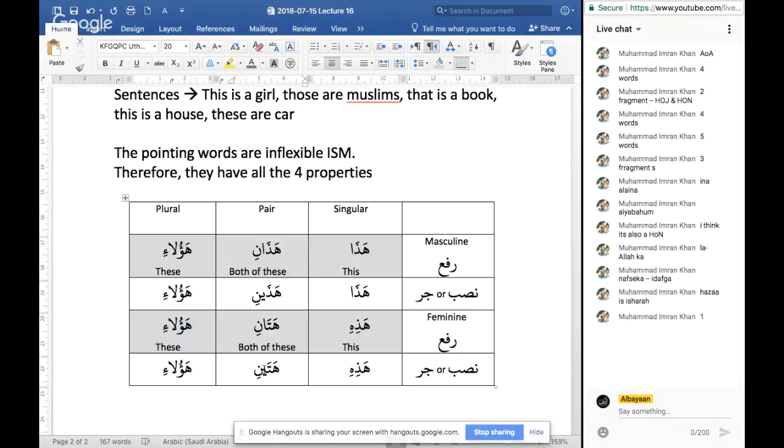Hataini. That's the Nasab or Jar form. Okay. So if you just remember Haza, Hazihi, and Ha'ulai, then you can derive the pair. From Haza, you can make Hazani. From Hazihi, you can make Hatani, because you know there's a Tani ending. The Nasab and Jar form are the same for the primary ones, the singulars and the plurals. The pairs are a bit different, but it's the same ending as the Muslim chart, the Aini ending. Okay, so nothing too special here.